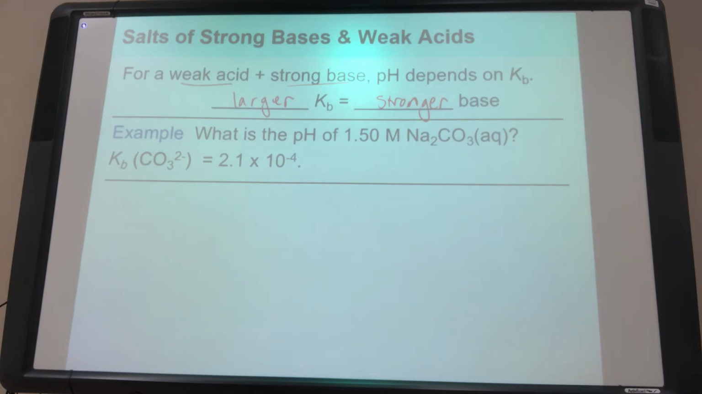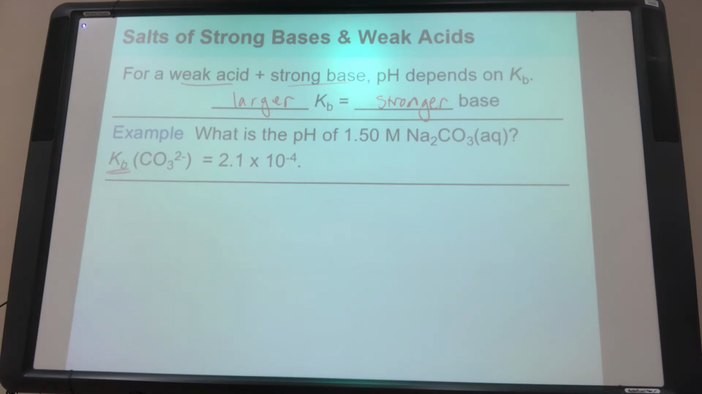What is the pH of 1.5 molar Na2CO3 aqueous? And they gave me the Kb, and then here's something that's different. The hard part with this for some people is to recognize that this is a salt. So I'm asking you, what is the pH of this salt solution? A lot of people are like, how do I know that's a salt versus a base or an acid or whatever? So first they gave me Kb.